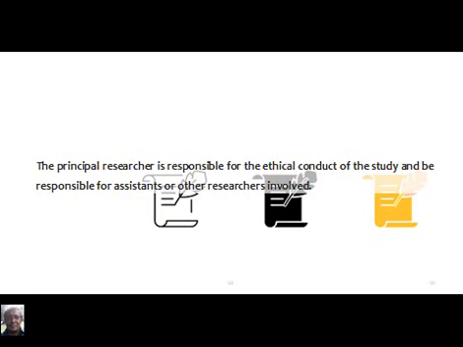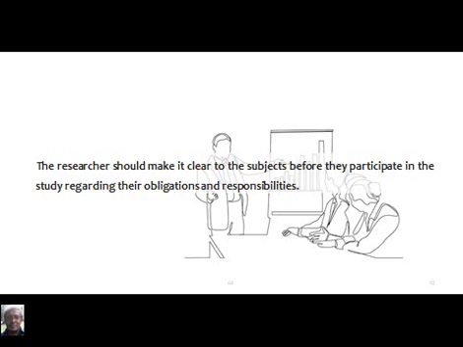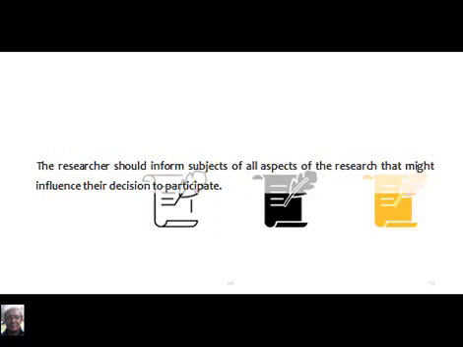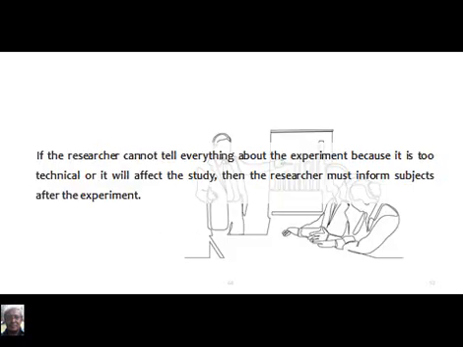The principal researcher is responsible for the ethical conduct of the study and is responsible for assistants or other researchers involved. The researcher should make it clear to the subjects before they participate in the study regarding their obligations and responsibilities. The researcher should inform subjects of all aspects of the research that might influence their decision to participate. If the researcher cannot tell everything about the experiment, because it is too technical or it will affect the study, then the researcher must inform subjects after the experiment.